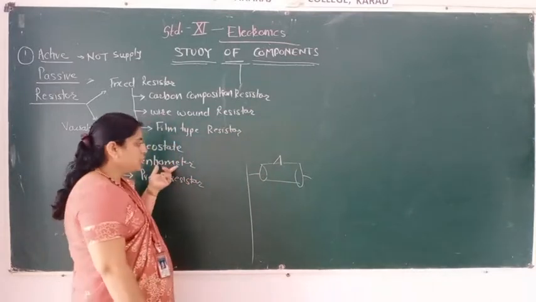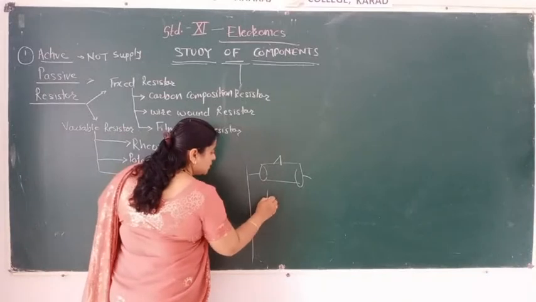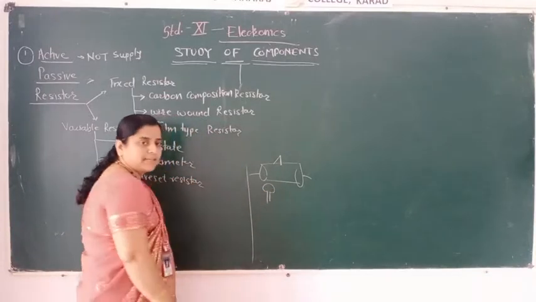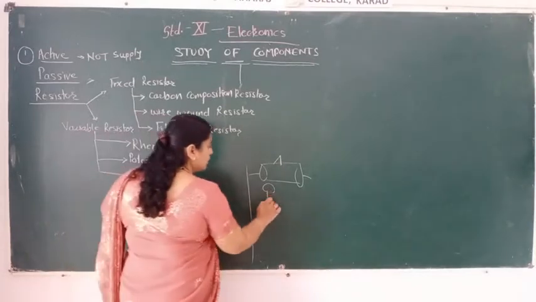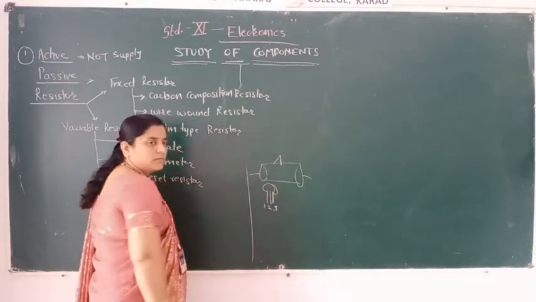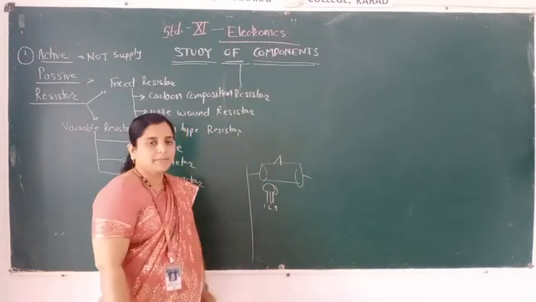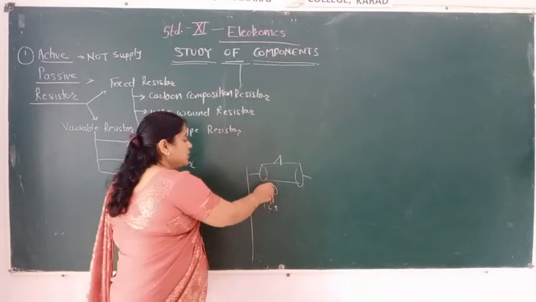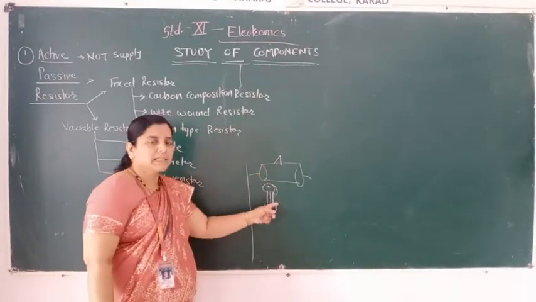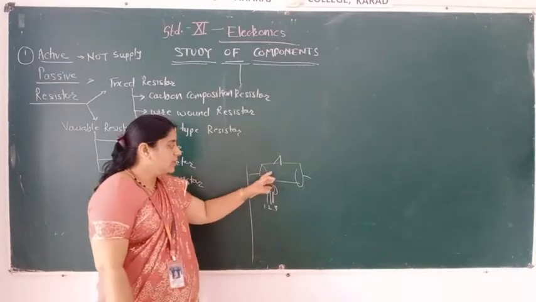Next is the potentiometer. A potentiometer is a very small resistor which is not of the fixed type. It is in variable form. It has three terminals: terminals 1 and 3 are the fixed terminals, and the central one is the variable terminal, with one shaft. By moving that shaft, you can change the resistance in the potentiometer. It has a smaller value than the rheostat.